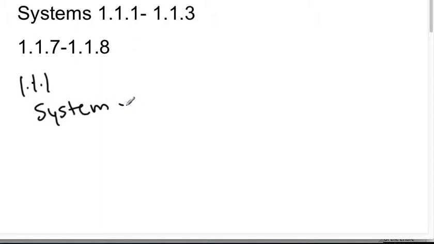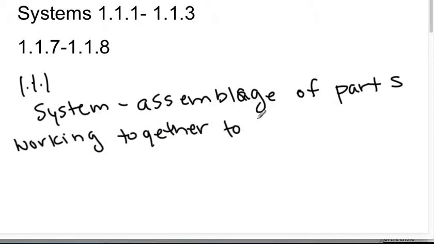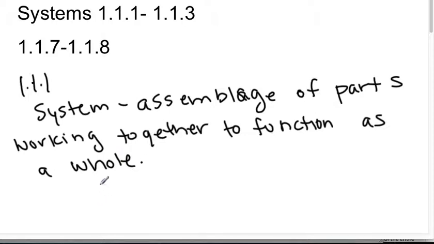So a system, when you're defining it on your exam, is an assemblage of parts working together to function as a whole. And a system, like we said, it could be an ecosystem. But you really have to remember we're a half history course. So it could be the legal system, the financial system.